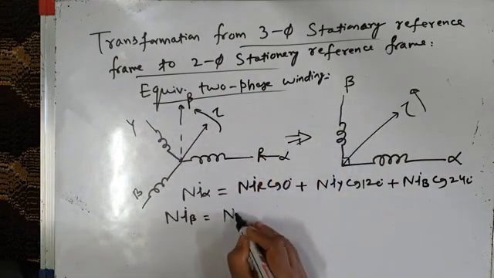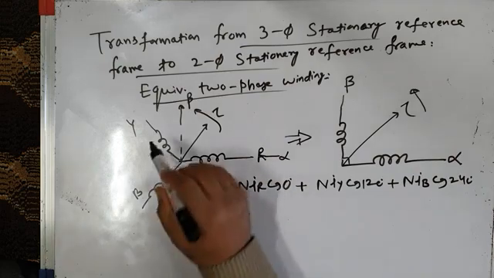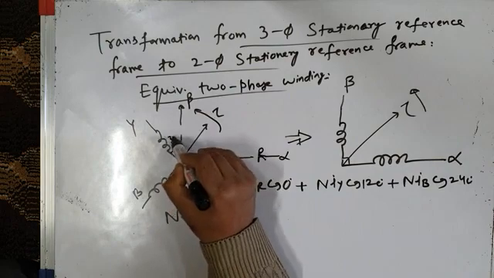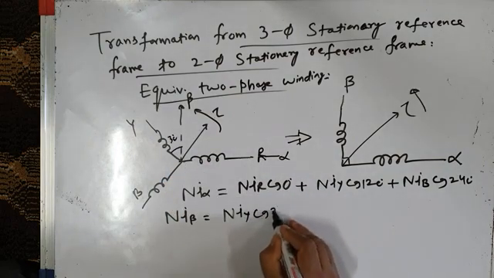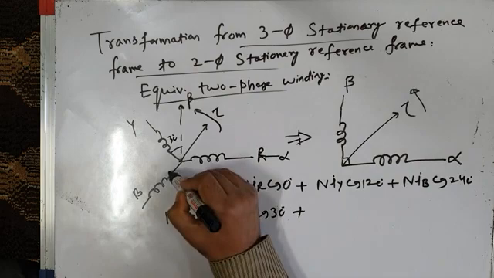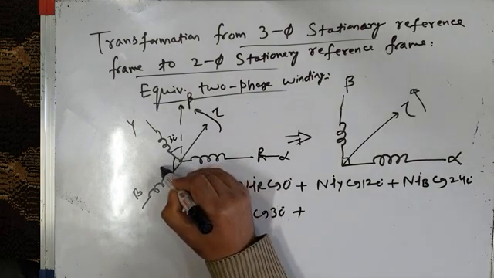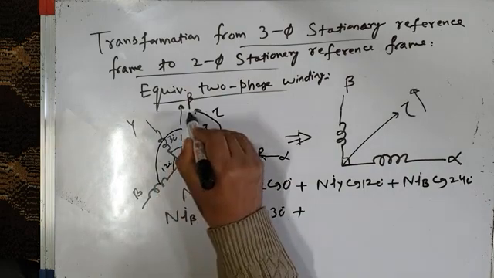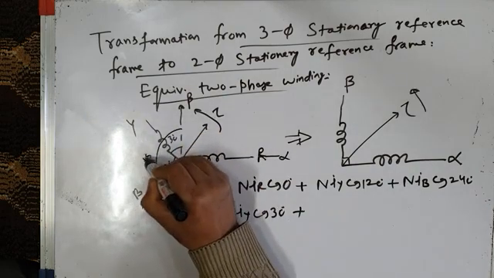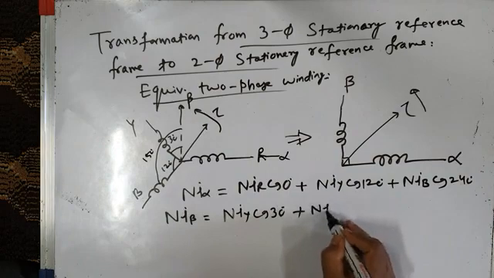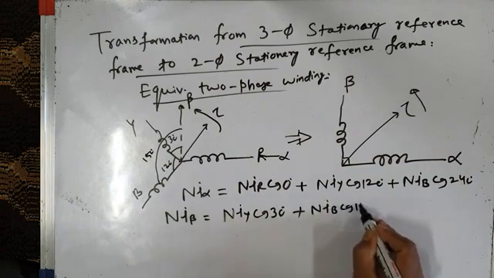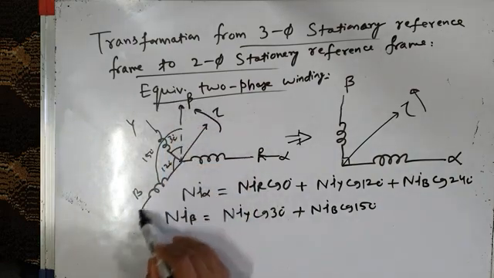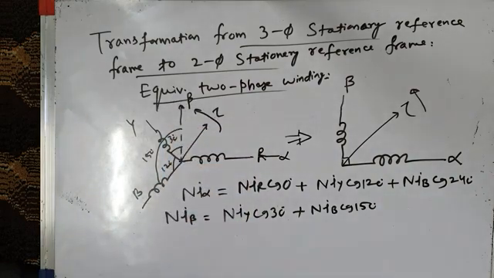So then I can write N IY. What is this angle between beta and Y? This is 30 degrees. So this is N IY cos 30 degrees plus, and what is the angle between these two windings? It is 120 degrees. And what is the total angle between B phase winding and beta axis? 120 plus 30 is 150 degrees, plus N IB cos 150 degrees. So this is the component of MMF along beta axis because of MMF in B axis.